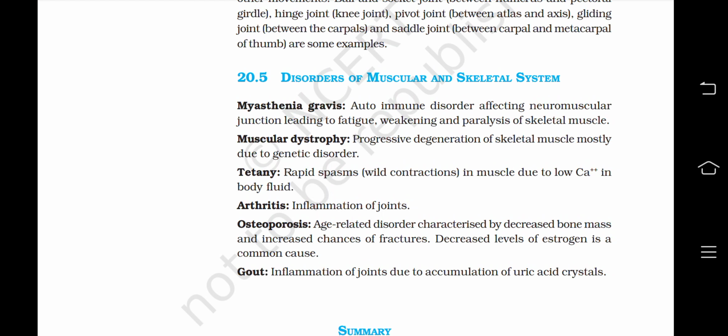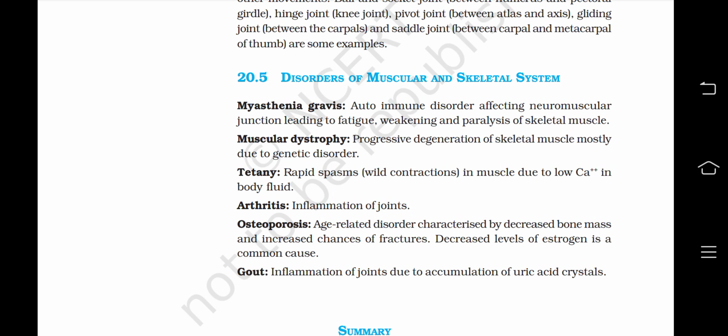Arthritis, inflammation of joints. Osteoporosis, age-related disorder characterized by decreased bone mass and increased chance of fractures. Decreased levels of estrogen is a common cause. Gout, inflammation of joints due to accumulation of uric acid crystals.